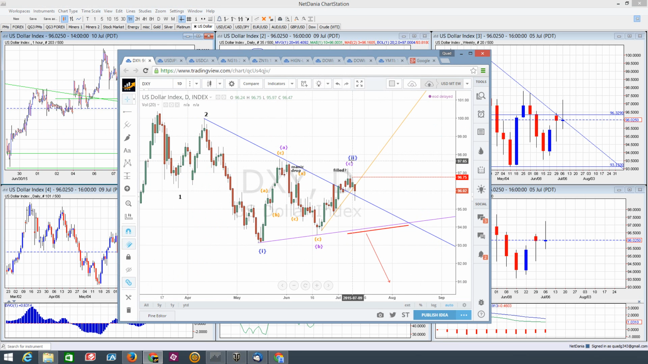And if that's true, if we've completed wave 2 blue here as a subwave 2 of black 3, which is yet to come, the next move to the downside could be very strong. Especially if we break below that purple trend line, it could just all-out capitulate.